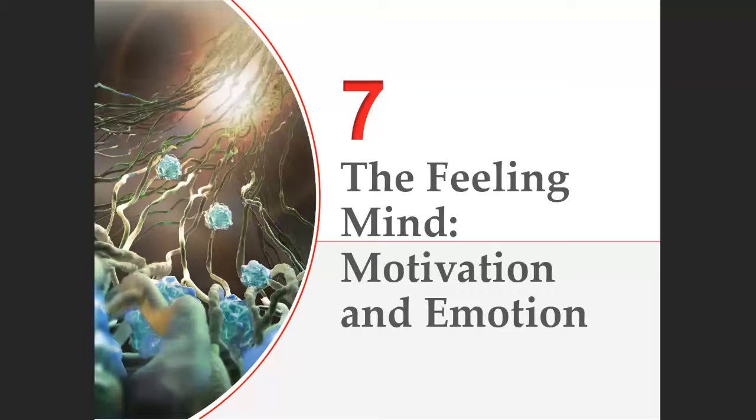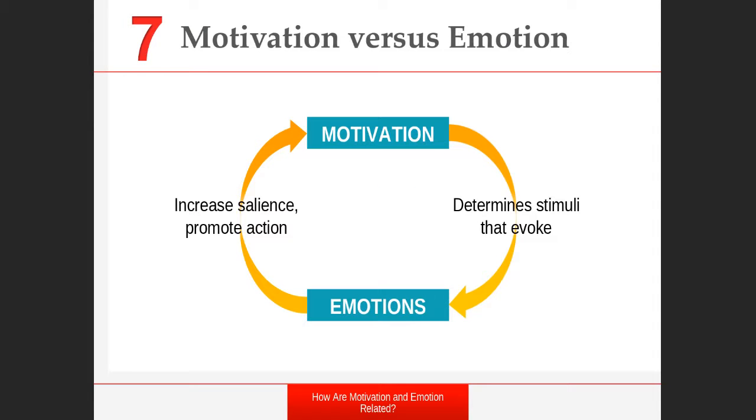So to start off in chapter 7, the first learning objective says to distinguish between emotion and motivation. So let's start here. Motivation and emotion are closely related processes that work together to help people fulfill their goals. It's important to understand how they're different, but also how they support and interact with each other.